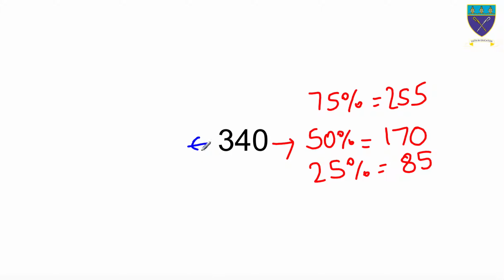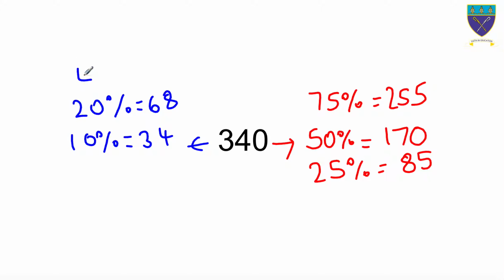10%, just take the 0 off. So 10% would be equal to 34. So 20% would be equal to 68, and 40% would be equal to 136, and so on and so on.